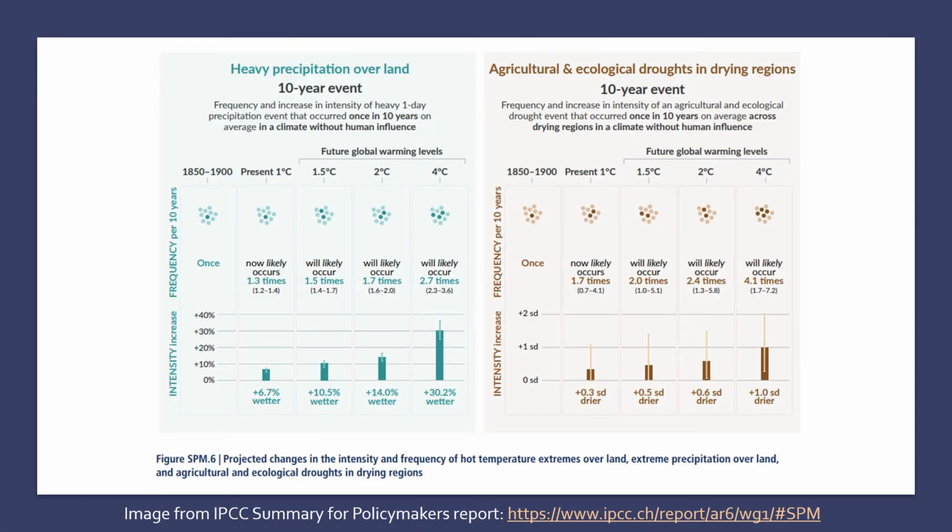Already, we're seeing increased flooding and increased drought in many regions across the world as a result of climate change. This table shows how much more likely these flood and drought events are under different warming scenarios. So this helps policymakers to decide how much warming we can really afford to experience and what would be the cost or the likely outcome of this event.